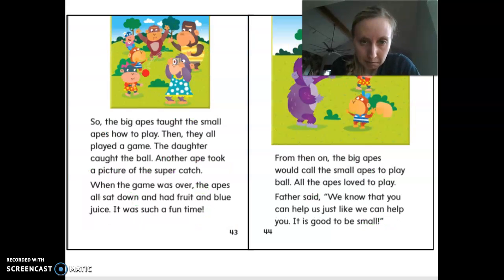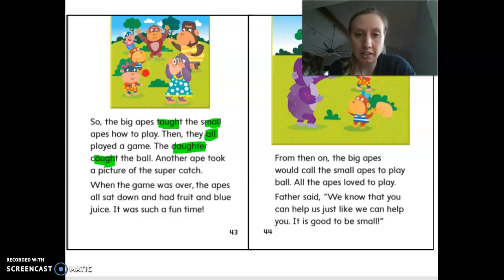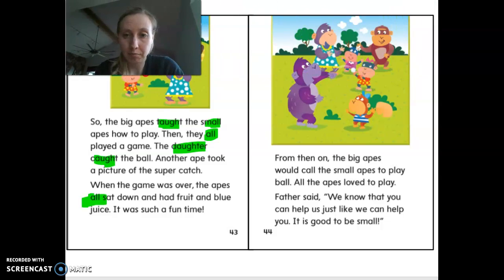So the big apes taught the small apes how to play. Then they all played a game. The daughter caught the ball. Another ape took a picture of the super catch. When the game was over, the apes all sat down and had fruit and blue juice. It was such a fun time.